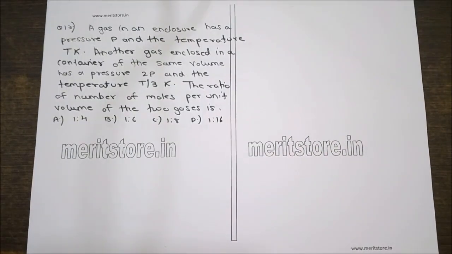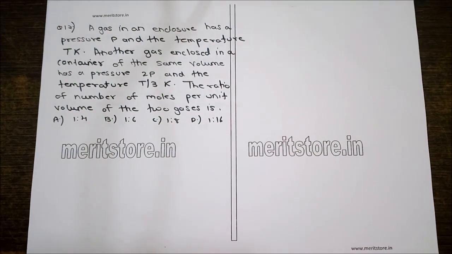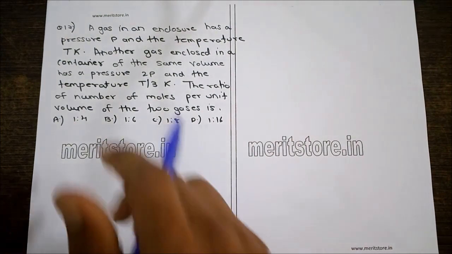A gas in an enclosure has a pressure P and the temperature T Kelvin. Another gas enclosed in a container of the same volume has a pressure 2P and the temperature T by 3 Kelvin. The ratio of number of moles per unit volume of the two gases is, the options given are 1 is to 4, 1 is to 6, 1 is to 8 and 1 is to 16.